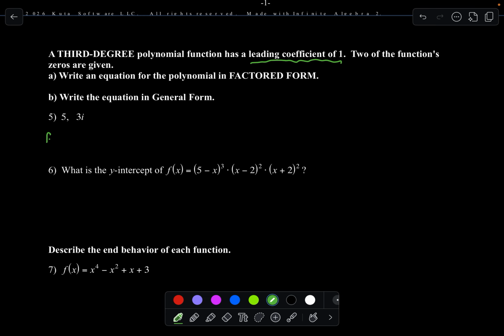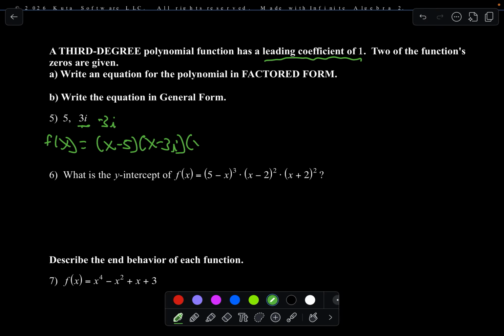So f of x is going to be x minus 5, x minus 3i. And since that's an imaginary zero, that means its conjugate, which is negative 3i, has to also be a zero. So that makes it cubic. So this will be x minus 3i and x plus 3i. That's the factored form.